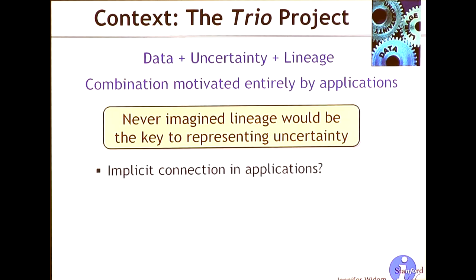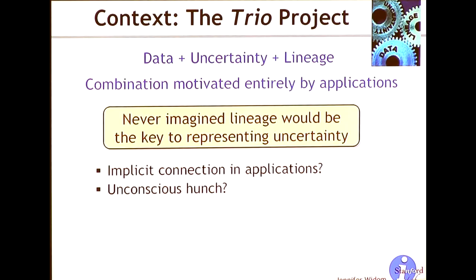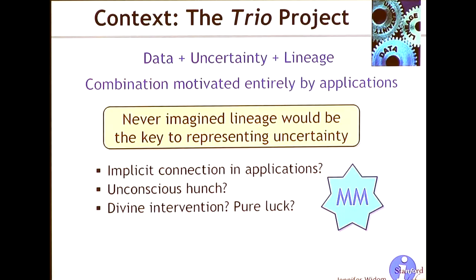Well, one possibility is implicitly there's a connection in the applications between uncertainty and lineage. That's certainly possible, but it's not explicit. Maybe there was an unconscious hunch when we decided to do this project with both of those. Maybe it was divine intervention or pure luck. Who knows? But I would say definitely a magic moment when that whole thing pulled together like that, to put those two, what we thought were separate pieces, and have them be key to each other.